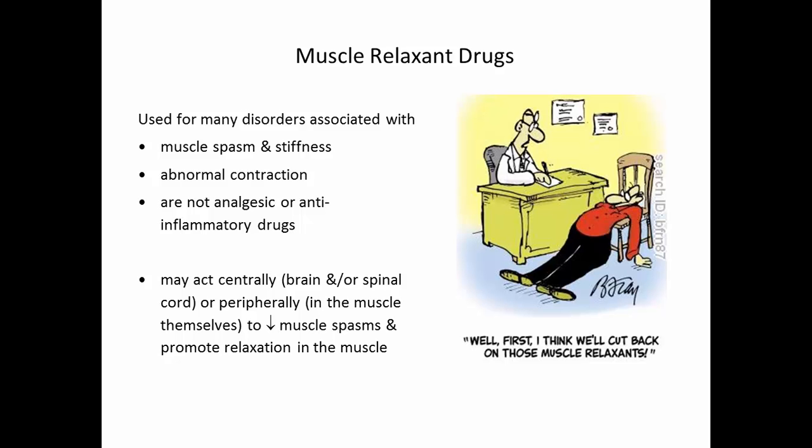Muscle relaxants are drugs that are used to relax muscles that are spasming or stiff, or ones that have abnormal contraction, hypertonia. They are not an analgesic drug, so they don't block the pain pathway, and they don't reduce inflammation, but they will cause a muscle to relax. Some muscle relaxants work in the brain and the spinal cord, and some work directly in the muscle. Again, they decrease muscle spasms and promote relaxation.